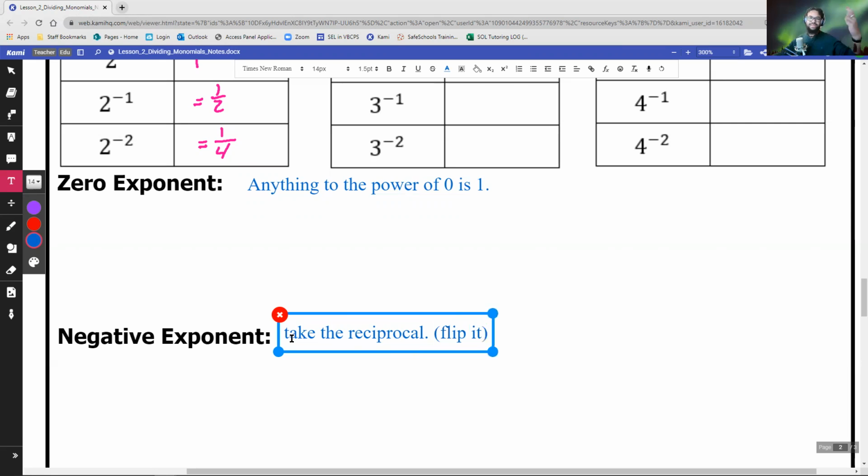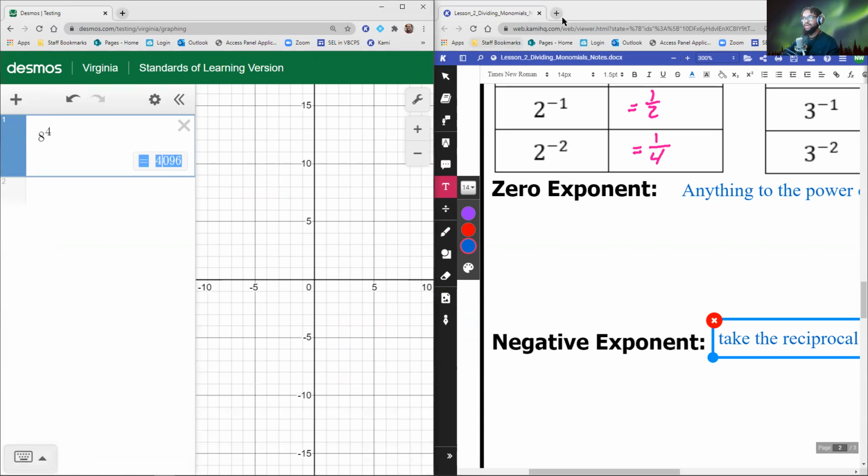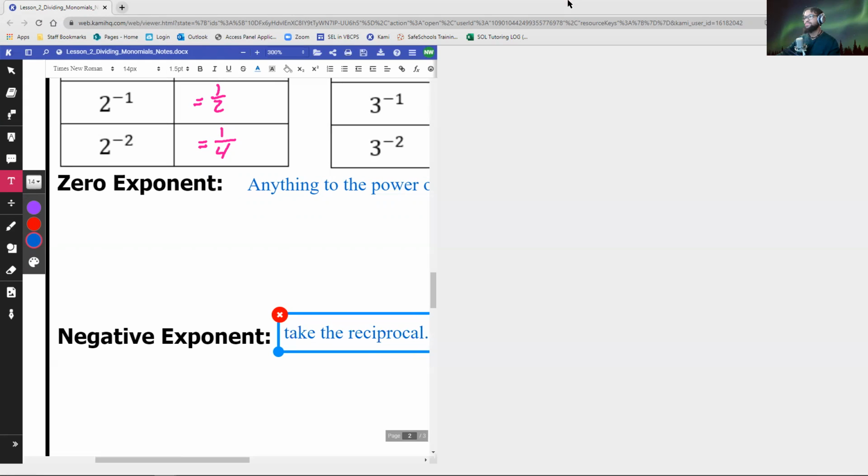So if I typed in 8 to the negative 4, I would type 8 to the 4 into decimals. Here, I'll show you real quick, just as an example. I'll type 8 to the 4 into decimals. And then if I was looking for 8 to the negative 4, I would put 1 over this value here. And that would be my answer. That's what it's looking for when it says reciprocal, okay?